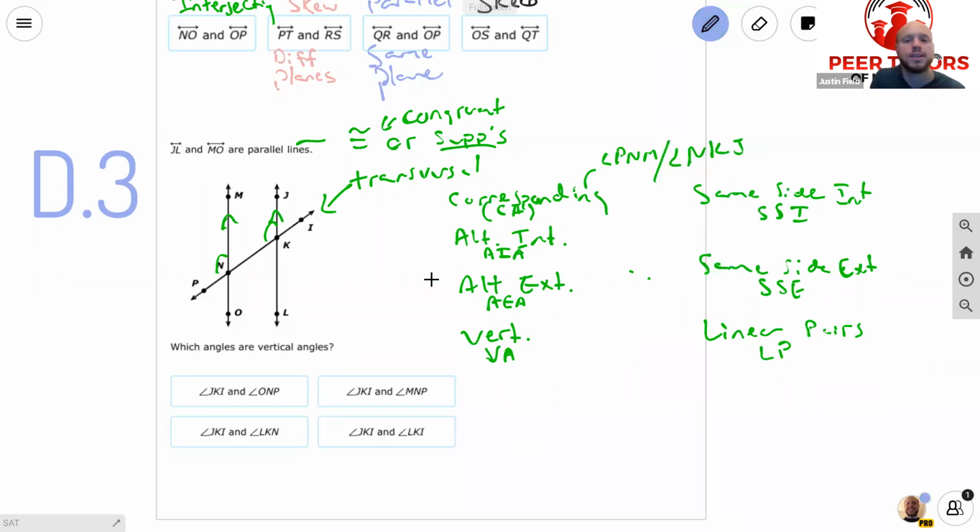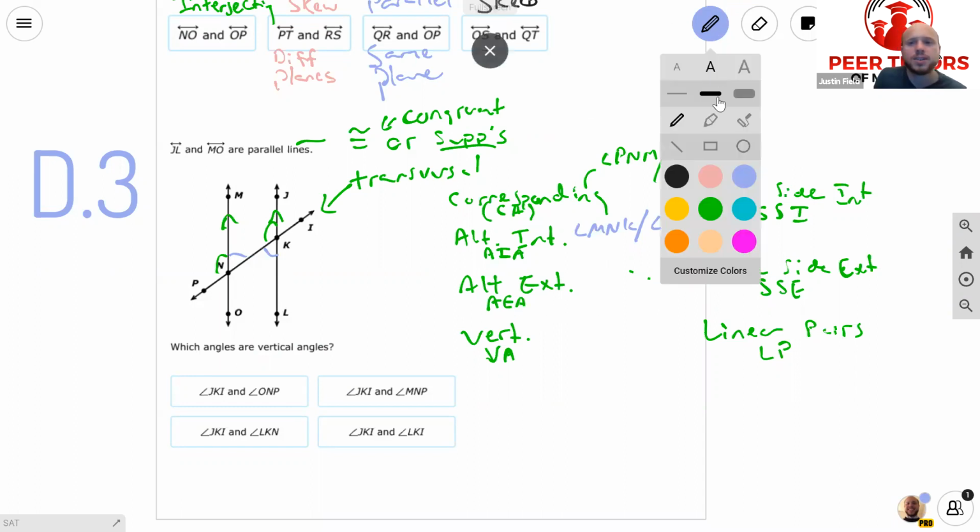So alternate interior. This is the interior. So the alternate interior angles would be on opposite sides of the transversal and in the interior. So this one would be angle MNK, and then this one is angle LKN.